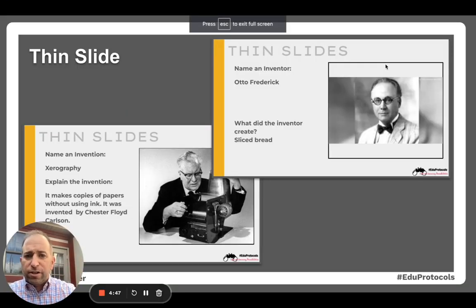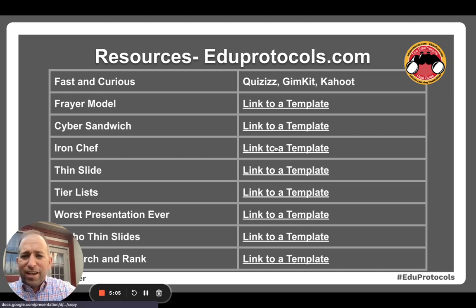And so here are some results from the students. So just the other day, we did the thin slide and they found information about the Xerox machine, and of course, the inventor of sliced bread, because, what's better than sliced bread? Best invention, right?